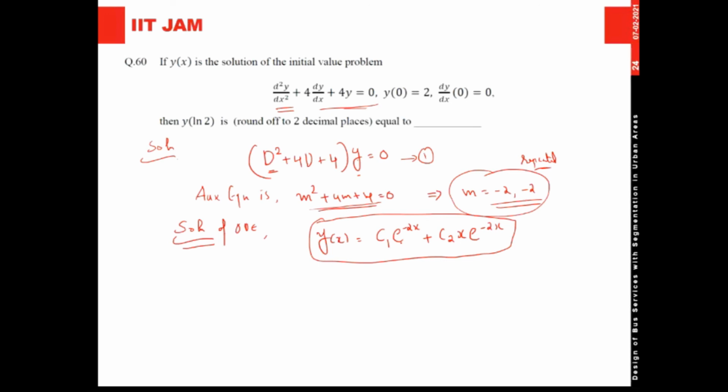Asif, our time is almost over. We can wind up with this problem. I think we can have a short discussion also. Okay, so this might be the last problem. So we can do it.